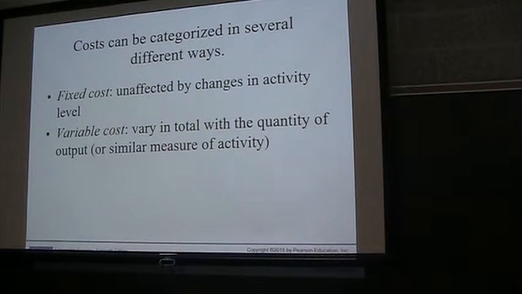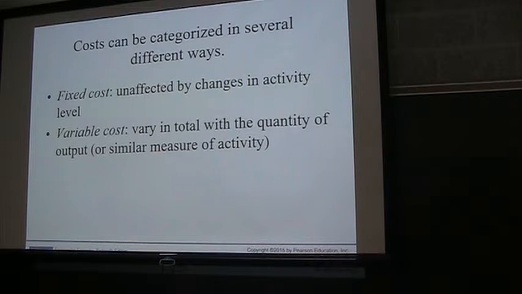Variable costs vary in total with the quantity of output or a similar measure of activity. That's things like the labor costs. So the more labor, the more cost. The more materials, the more cost. So labor and materials would be in there.